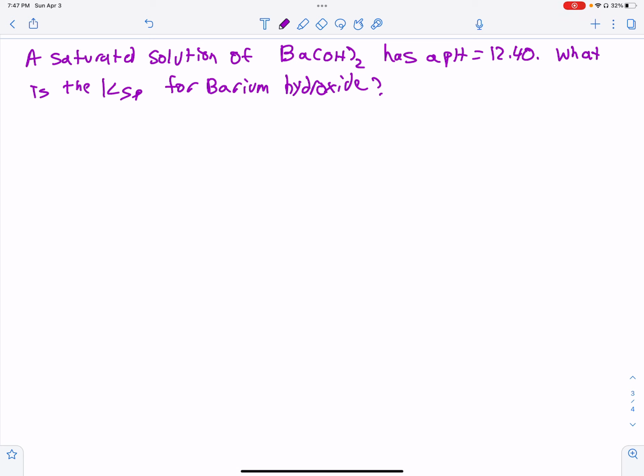So this is a bit bizarre. I bet if you are not familiar with this, this may be confusing. What do we do? So as always, I'm going to start the same way. I'm big on procedure, so we're going to start the same way. I have barium hydroxide, which dissociates into a barium ion and 2 hydroxide ions.